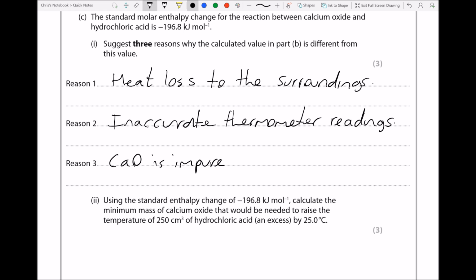Okay, so calcium oxide is impure. We can say that moisture is absorbed from the air. Anything like that would get you the 3 marks there.